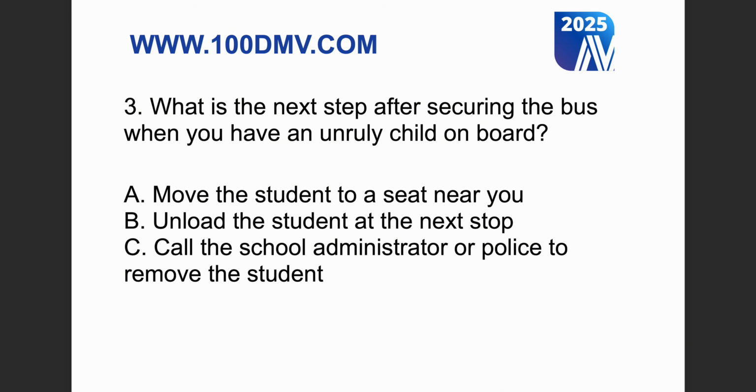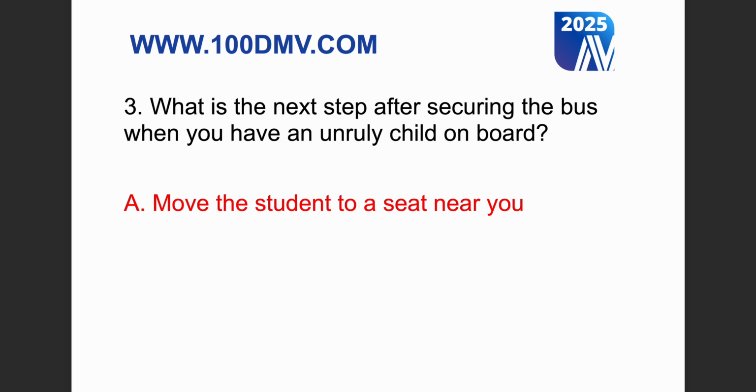3. What is the next step after securing the bus when you have an unruly child on board? A. Move the student to a seat near you. B. Unload the student at the next stop. C. Call the school administrator or police to remove the student. Correct answer? A. Move the student to a seat near you.